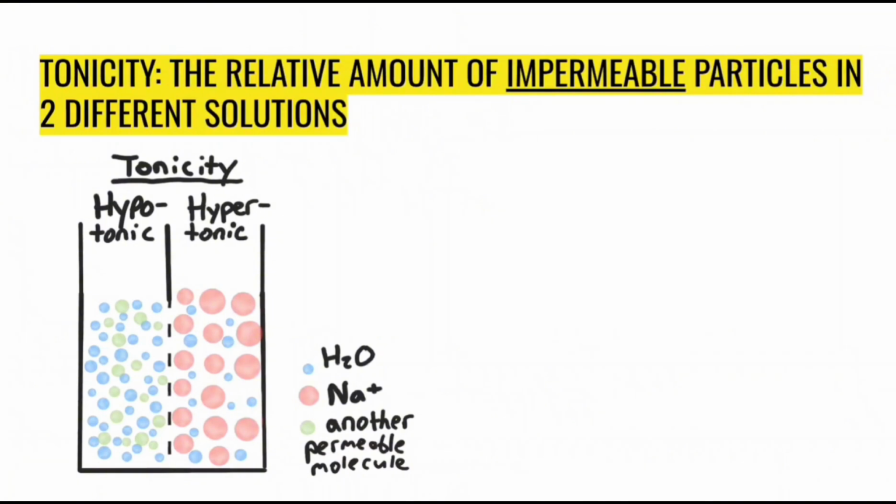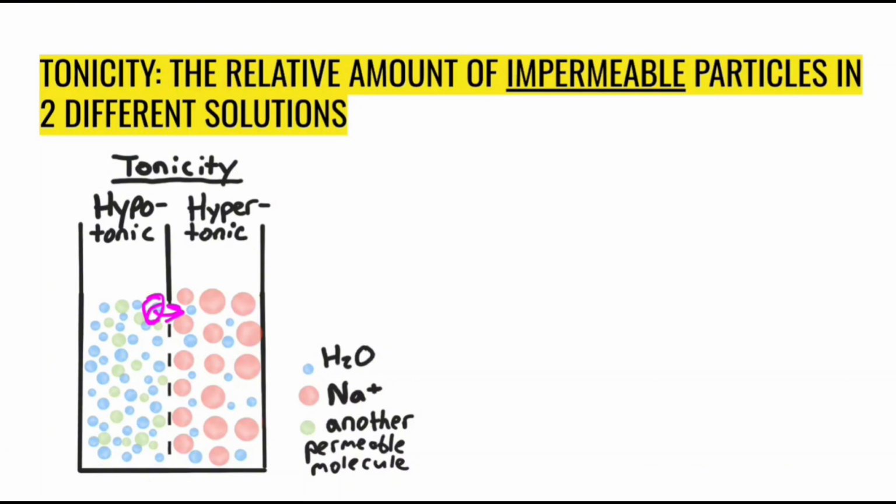Tonicity also has to do with osmolarity. We're talking about the number of particles, including the ions, that are present in a solution, but there is one key difference. With tonicity, we need to have 2 solutions that are separated by a membrane that is permeable to water, but not permeable to something in the solution.